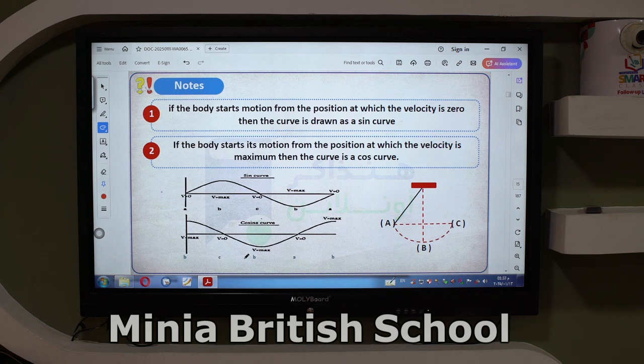Notes. If the body starts motion from the position at which the velocity is 0, then the curve is drawn as a sine curve. This is the sine curve. When we start from 0, our velocity starts from 0. But when the body starts its motion from the position at which the velocity is maximum, like here, so we start our motion with a maximum velocity. Okay, so we call this curve a cosine curve.